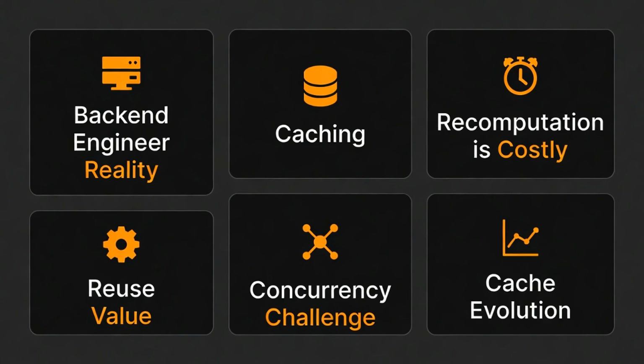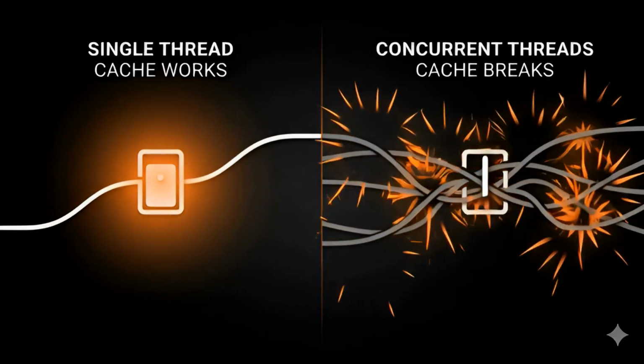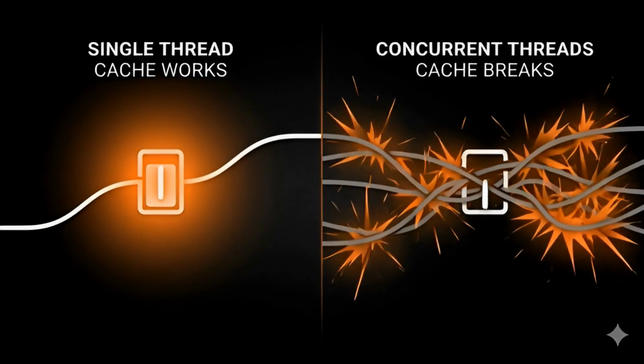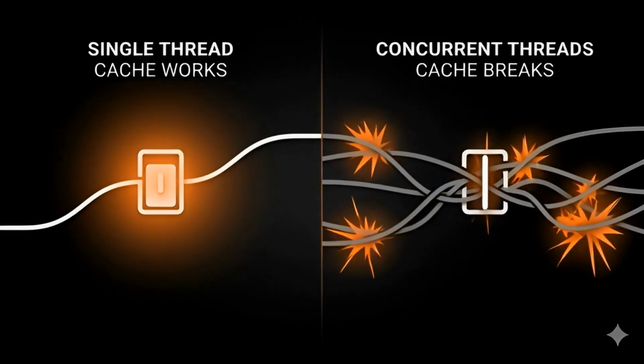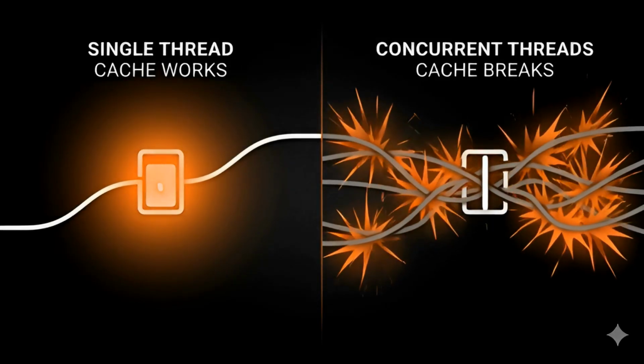Let's start with a reality almost every backend engineer has experienced. Nearly every server side application uses caching. We cache because recomputation is costly, slow, and wasteful. If a value has already been calculated once, it feels natural to store it and reuse it. At first glance, caching looks like an easy win, but once concurrency enters the picture, caching quietly becomes one of the hardest problems to get right.